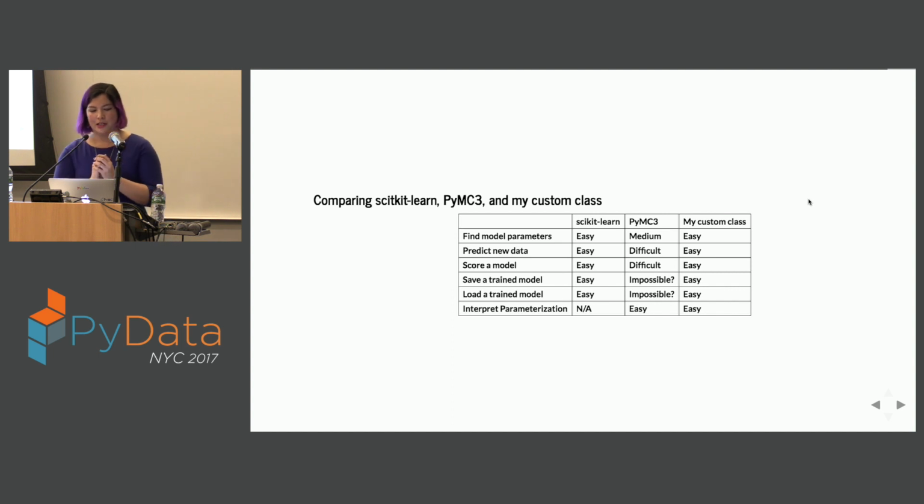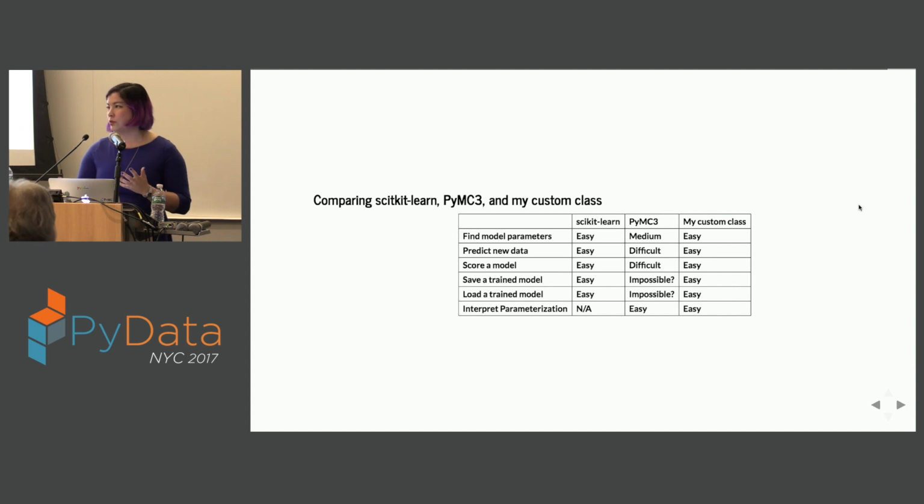So hopefully you'll agree that everything with my custom class is easy. To find model parameters, you just have to call fit. To predict new data, just call predict, score, call score. There are save and load methods, so as long as you know where you want to keep your stuff, it's easy. And it's also really straightforward to interpret the parameterization.